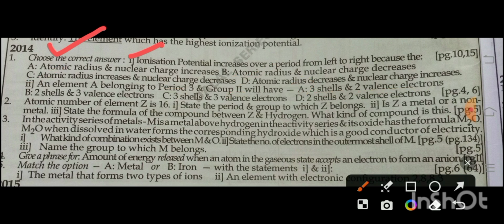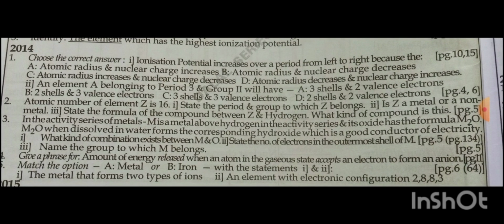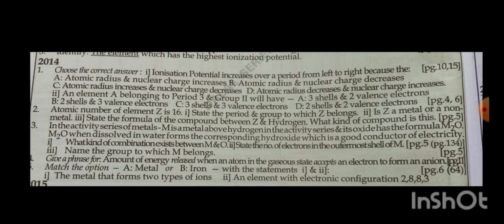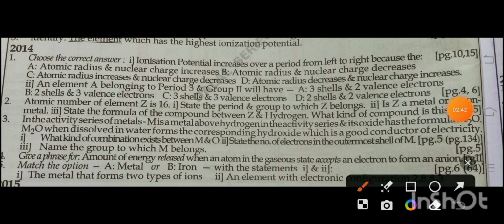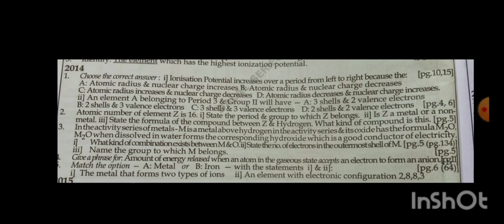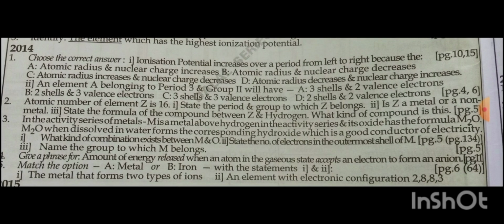Now okay, now third one is third question. In the activity series of metal, M is the metal above hydrogen in the activity series, and its oxides has the formula. No, I missed something here. Before that, 1 minute. Okay, second question here it is. I'm really sorry for this.